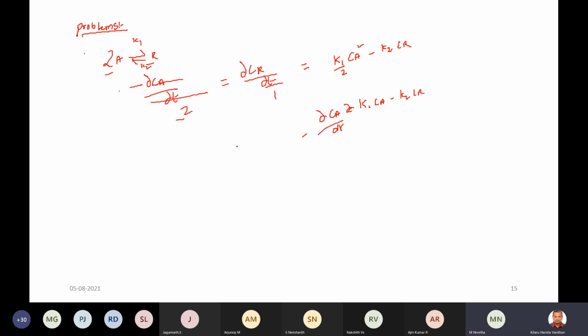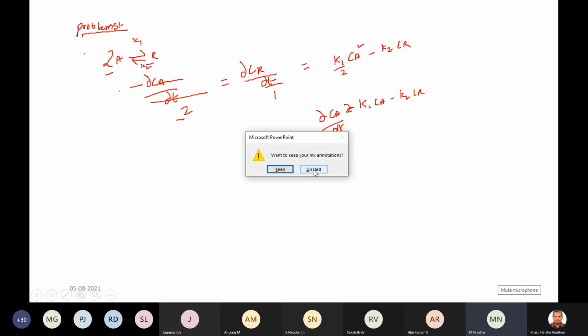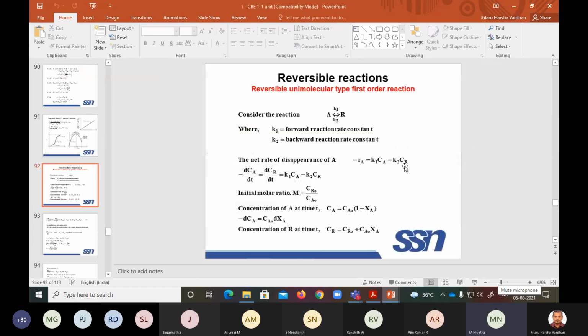Any other doubt? The concentration of R at time t, CR, is equal to CR naught plus CA naught into XA. So CR naught is the initial concentration of R, which will be 0. To write in the same form, I am just writing it here, but actually it will be 0, because initially R is not there.